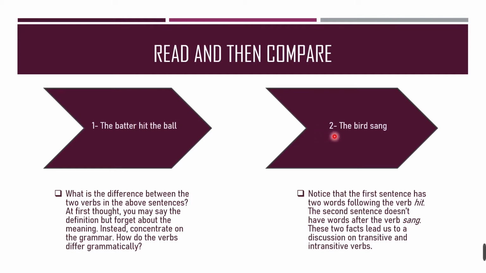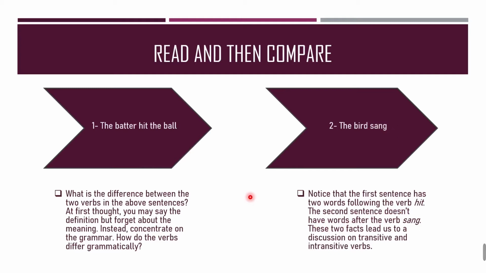But in sentence number 2, we have the subject, or we can say the doer, and we have just a verb. So notice that the first sentence has two words following the verb hit. The second sentence doesn't have words after the verb sang. So in sentence number 2, we don't have an object.